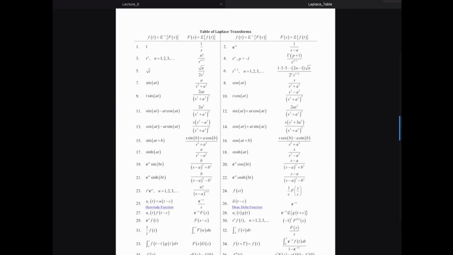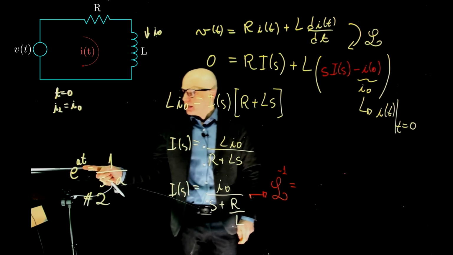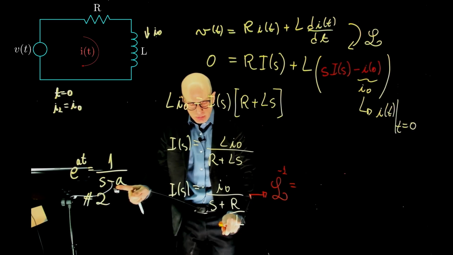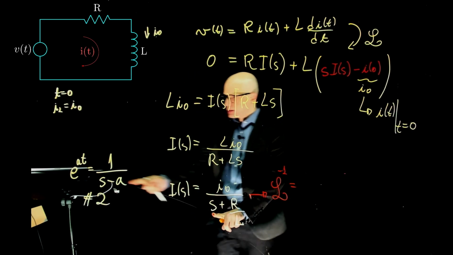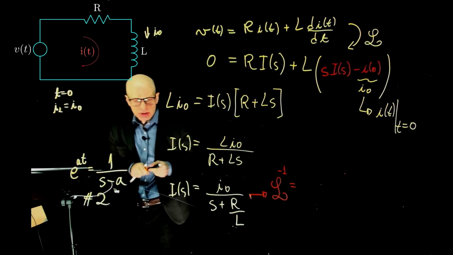We see here equation 2, or property number 2. I'm going to write this on the board here. We know that the Laplace transform of e to the A t equals 1 over S minus A. That's number 2 in the list. See, what we have here is a constant, I0, so we don't care about that. We have S plus a constant. So this is clearly falling into this category.